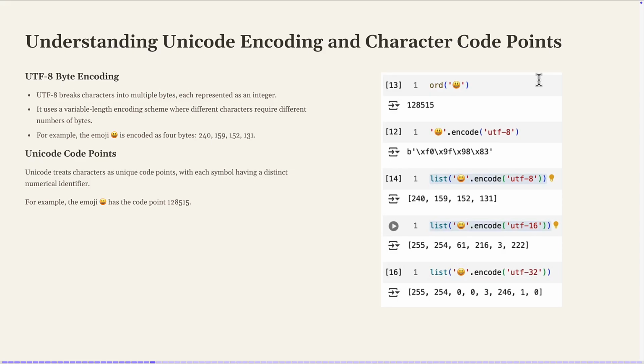Okay, so Unicode treats characters as Unicode points, with each symbol having a distinct numerical identifier. Look, the same one, if you use it as a list, it will be represented as 4 code points or 4 numbers. And look, why we don't use 16 and 32? Because the placeholders will be filled in with zeros. So this is going to complicate even the tokenization issue, because it will add a kind of padding into the sequence.